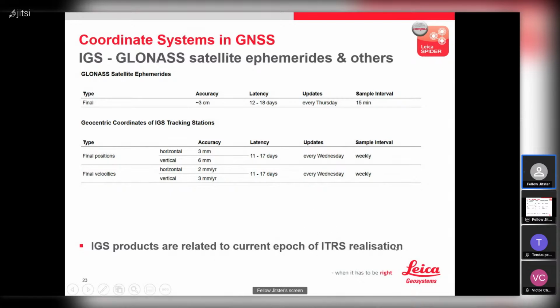What is important is that these precise products are always related to the current epoch of the ITRS realization, which means to the current ITRF realization and also to the epoch of measurement. So, when these data were basically measured, or actually when they were computed.